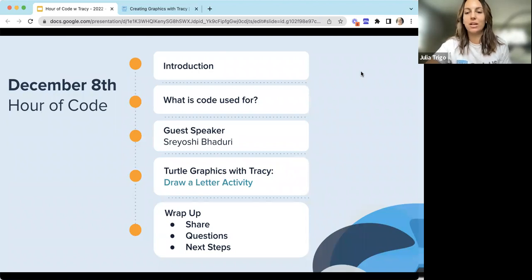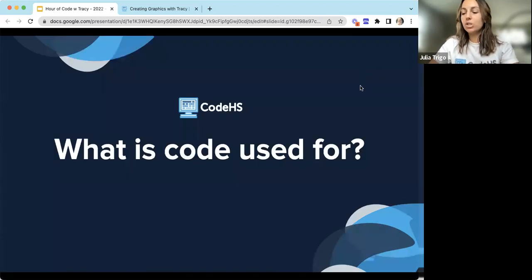So let's get started. So what is code used for? Code is used all over the place, right? We have computers everywhere. So we want to make sure that we have more people who understand the way that these computers work and are programmed so that we can make sure they work for everyone that is using them.